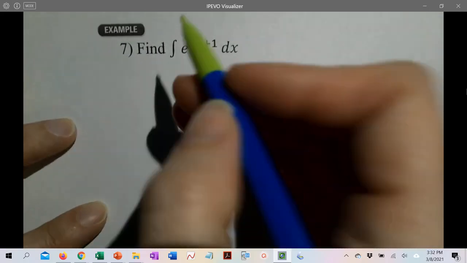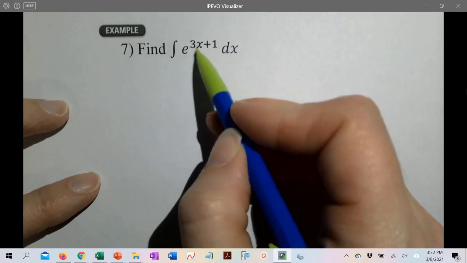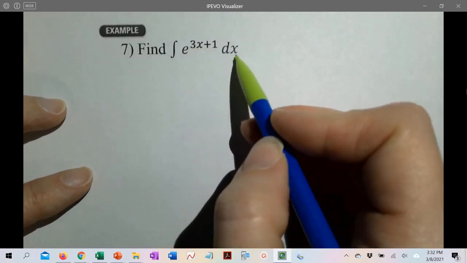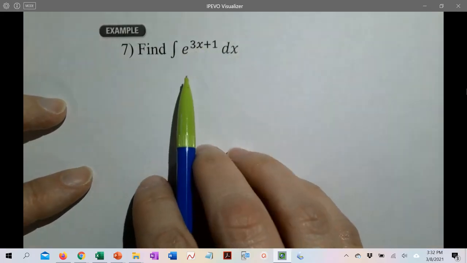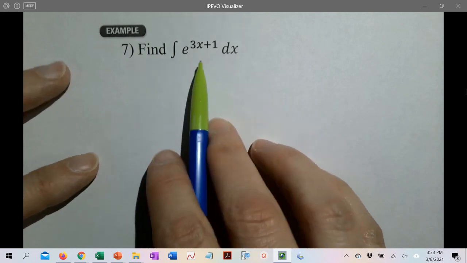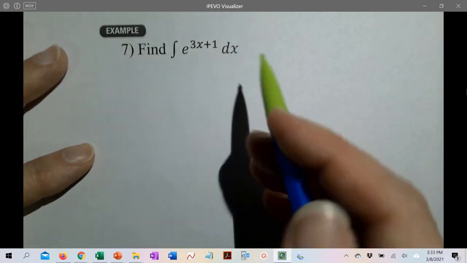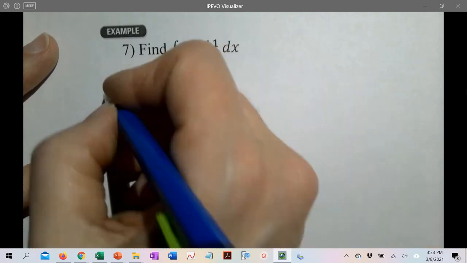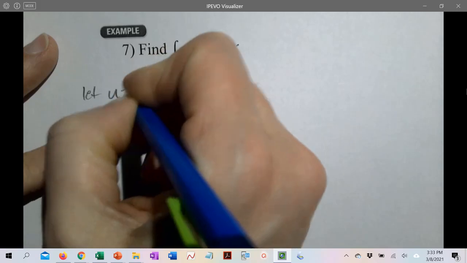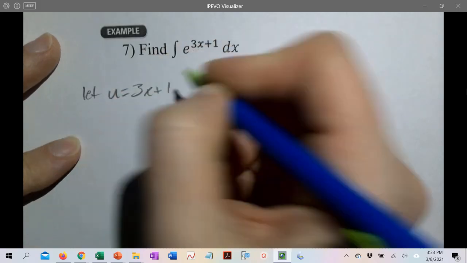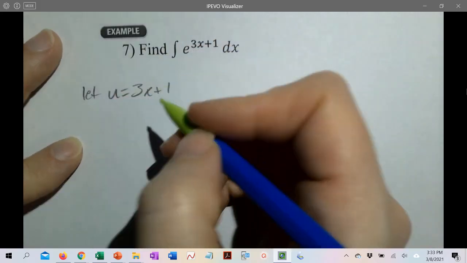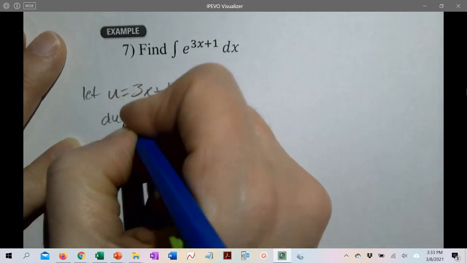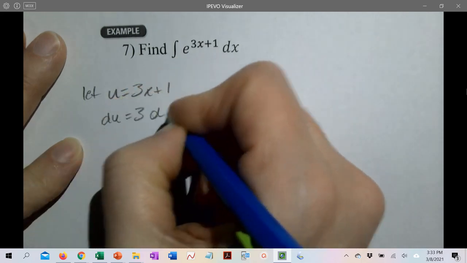Number 7. So here I have the integral of e to the 3x plus 1 dx. I don't have a situation where I have a function and its derivative within the integral, but I do have a function within a function. So hopefully you can see that the 3x plus 1 is inside of the e function. So we're going to let u equal 3x plus 1. So then du is going to be 3 dx.